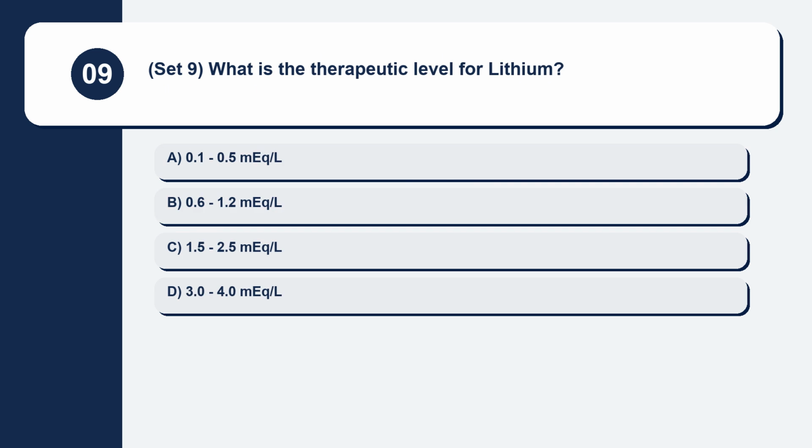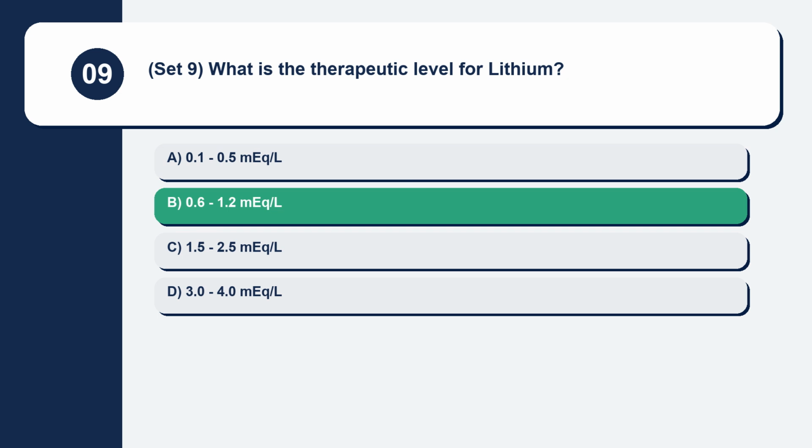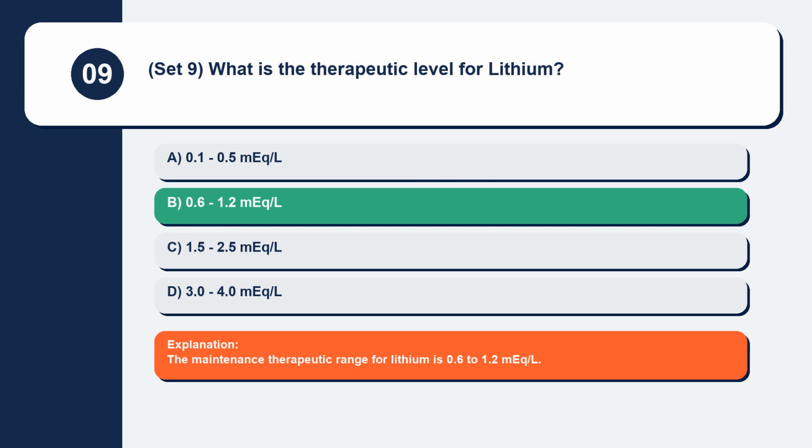Question 9, Set 9. What is the therapeutic level for lithium? 0.1 to 0.5 milliequivalent/L, 0.6 to 1.2 milliequivalent/L, 1.5 to 2.5 milliequivalent/L, 3.0 to 4.0 milliequivalent/L. The maintenance therapeutic range for lithium is 0.6 to 1.2 milliequivalent/L.